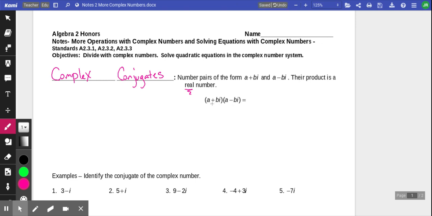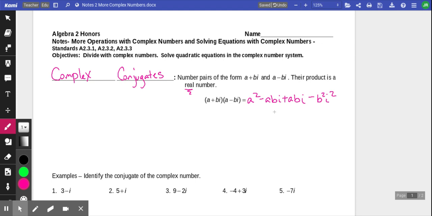Here, I don't actually have numbers substituted in. If I were to replace A with a number, I'd have to replace it in both places. And if I were to replace B with a number, I'd have to replace it in both of these. But in general, when I multiply, I'm going to multiply A times A, which gives me A squared. I'd multiply A times negative BI, which gives me a negative ABI. And then I'd multiply BI times A, which gives me positive ABI. Put those in alphabetical order, A, B, and then I always goes at the end. And then positive BI times negative BI gives me negative B squared I squared.